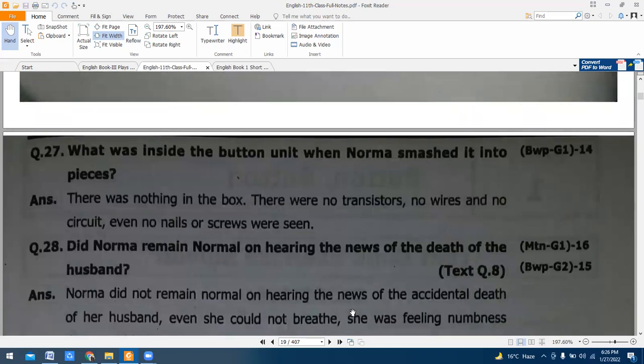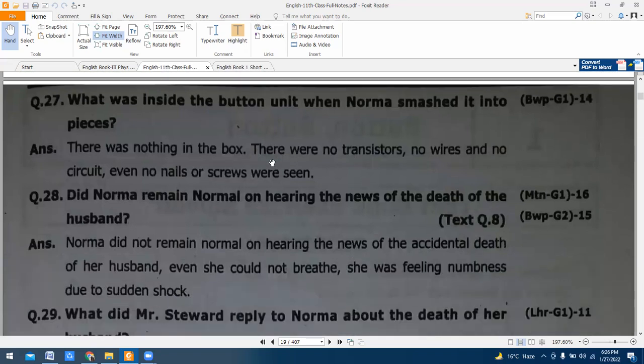What was inside the button unit when Norma smashed it into pieces? There was nothing in the box. There were no transistors, no wires, and no circuit. Not even nails or screws were seen.